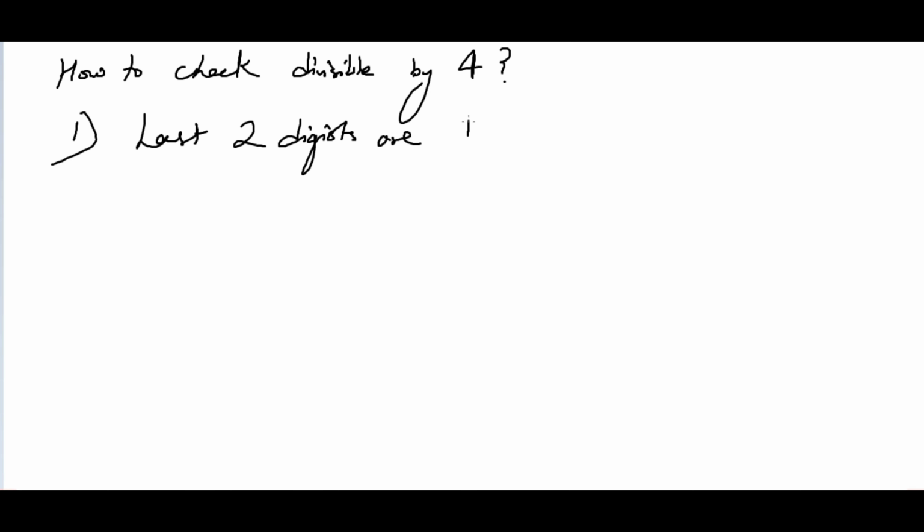So we get a number and we just check the last two digits. Are they divisible by 4 or not? Suppose we got a number 343 and we want to check whether this number is divisible by 4 or not. We just have to check whether 43 is divisible by 4 or not. So it is not, we know.